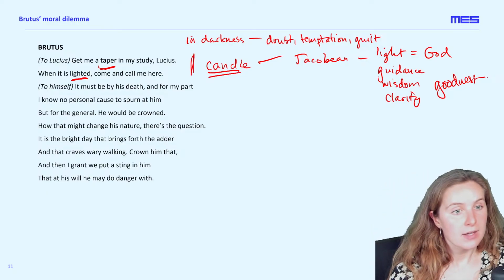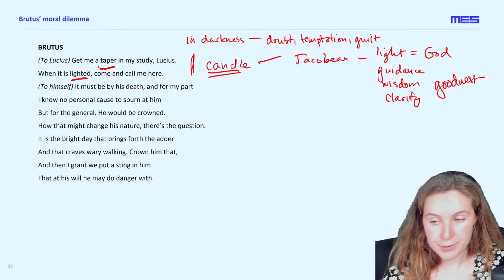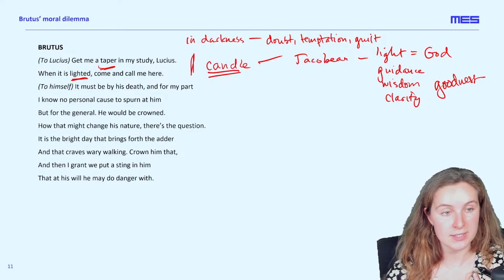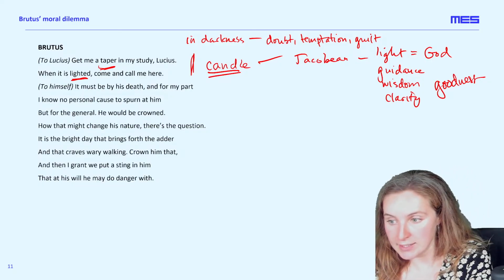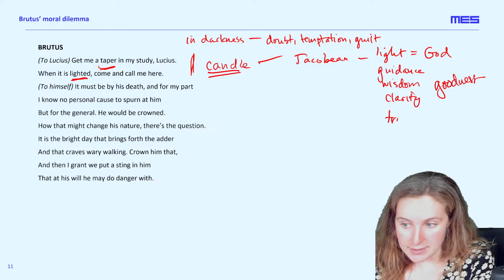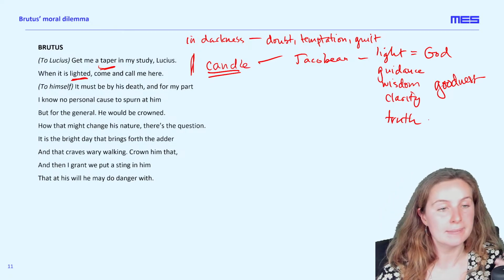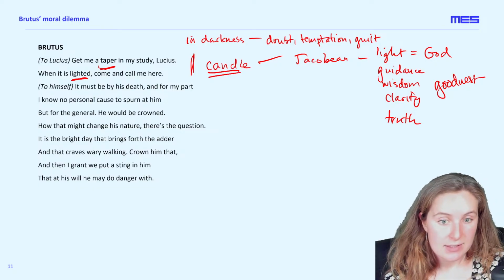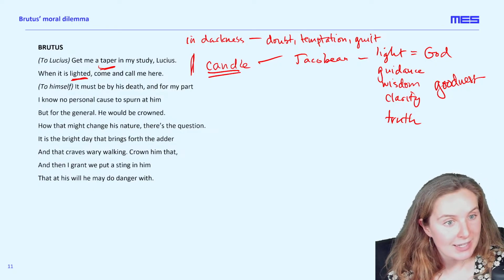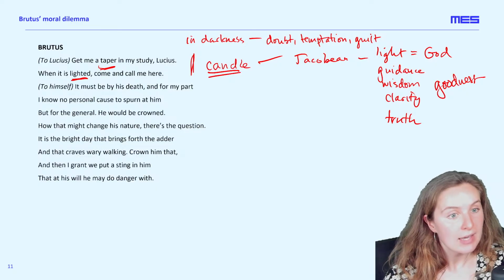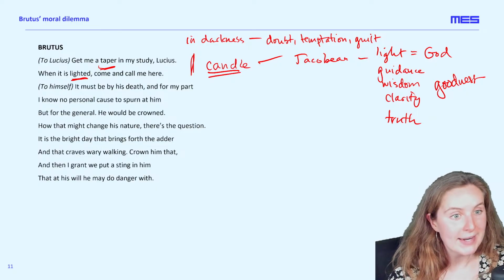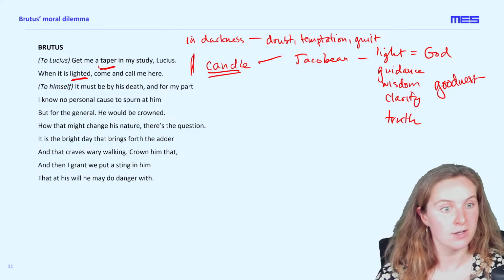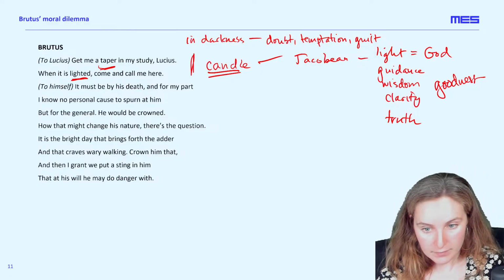So it seems that Shakespeare is presenting Brutus as someone who is surrounded by physical and metaphorical darkness and is seeking light, is seeking truth even, and confirmation of what he must do. Interesting that Brutus is asking someone else to light this candle and that he will only come to the room when it has been lit. So he is asking for guidance. He's unable to find it himself. He's asking for it to be delivered to him.